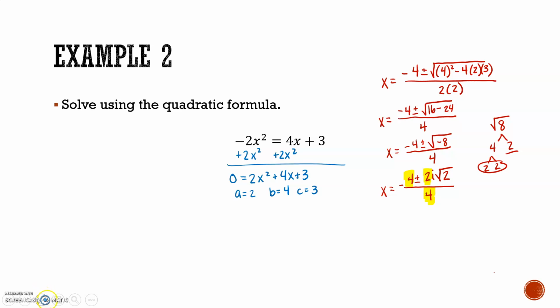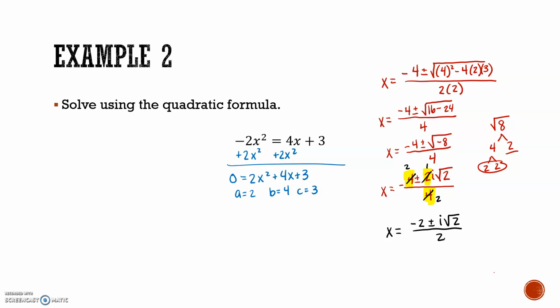So I can divide all of those by 2. And when I do that, I get 2, 1, and 2. So my final answer will be x equals negative 2 plus or minus i radical 2 all over 2.